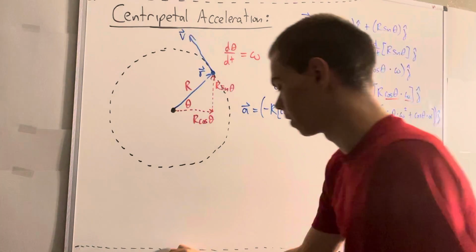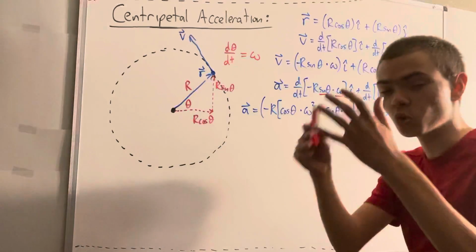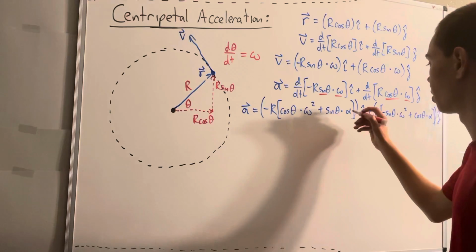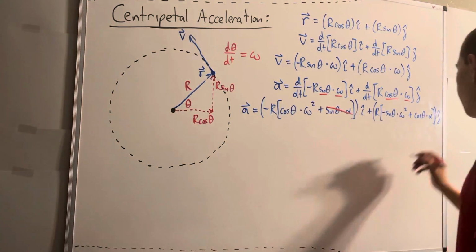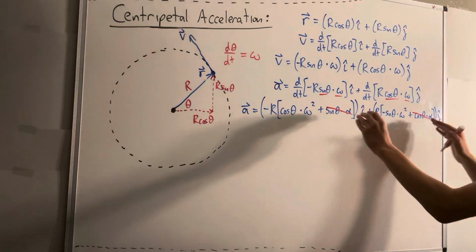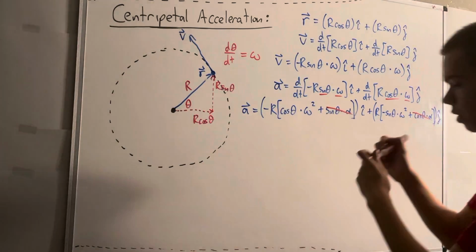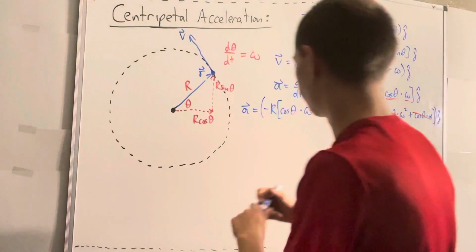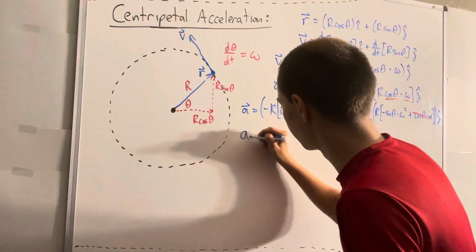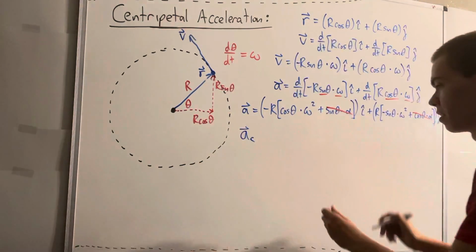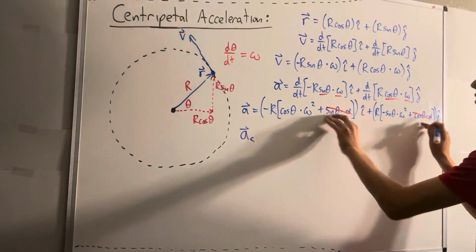So really, when it comes to centripetal acceleration, we're ignoring the angular acceleration, right? We're just going to ignore it for centripetal acceleration. And so really, what we get is centripetal acceleration if we ignore the angular acceleration.